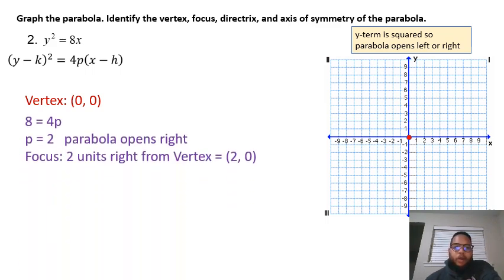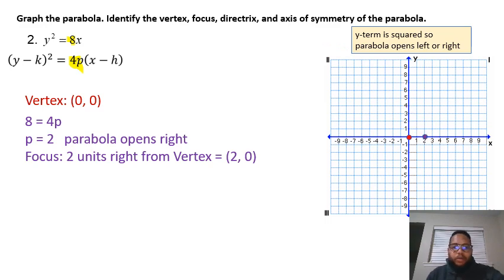So in order to calculate what p is, so that we can find the focus, this 8 in front of the x will represent the 4p. That 8 represents the 4p. So 8 equals 4p. Divide both sides by 4, and you get p is equal to 2. So the parabola is going to open to the right, and your focus is going to be 2 units right from the vertex. There it is.